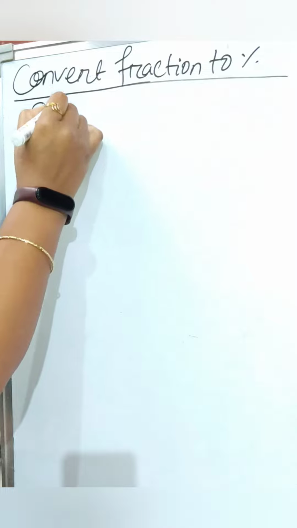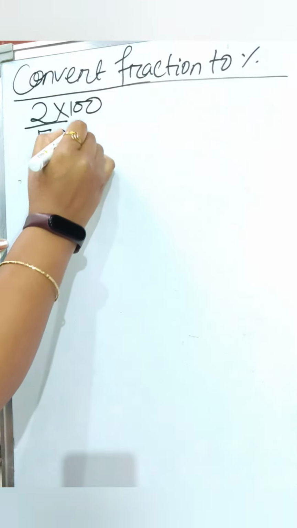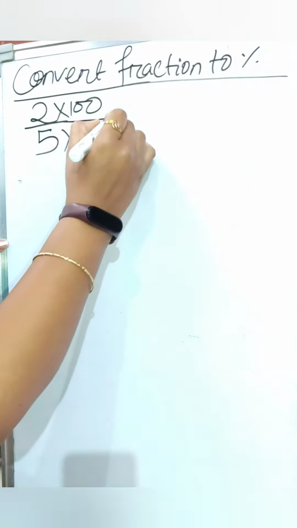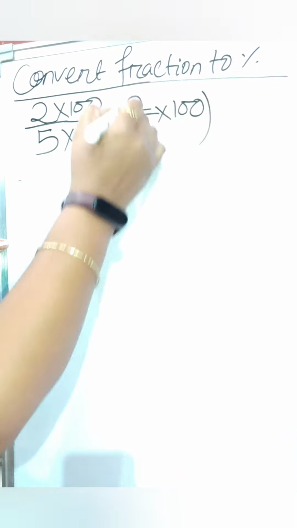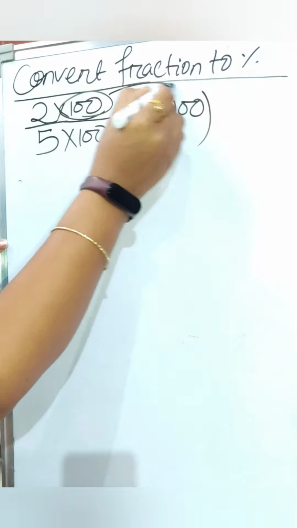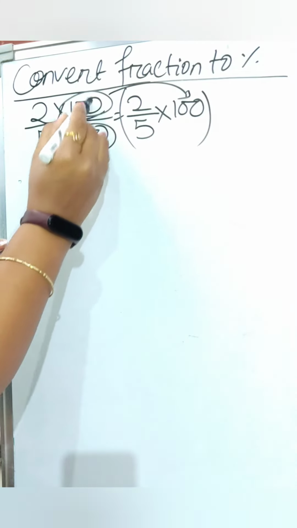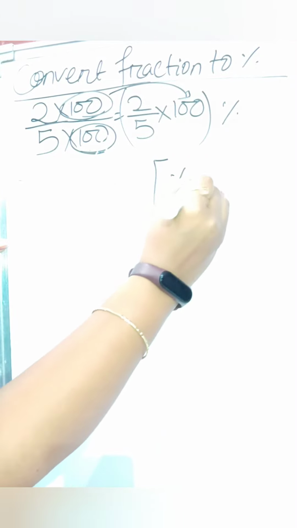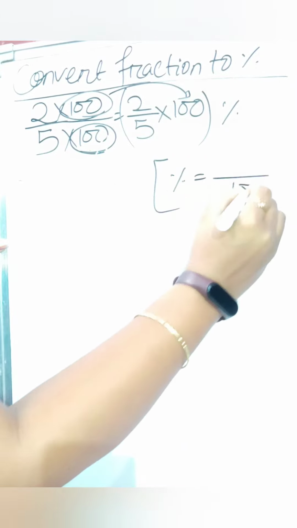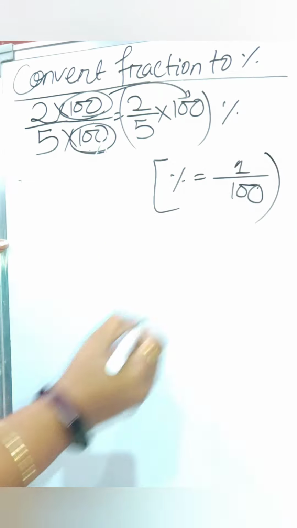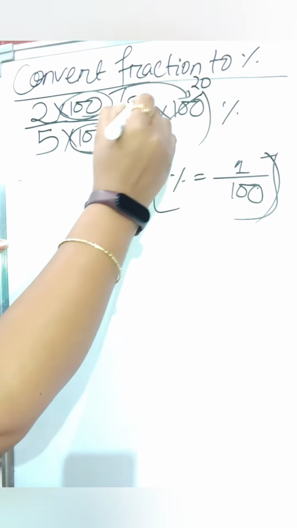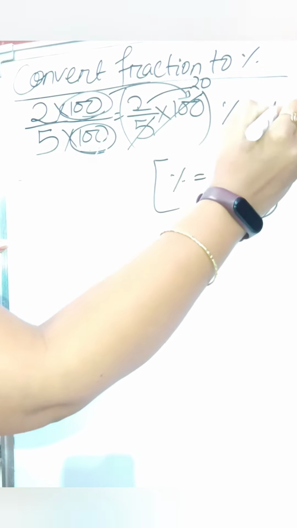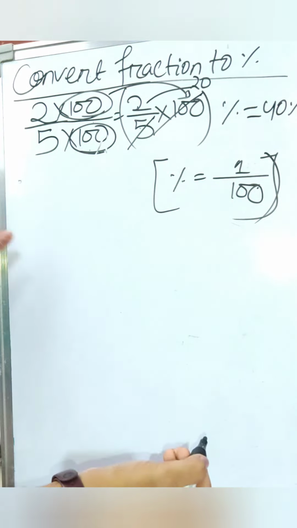2 by 5. For this we have to multiply 100 in the numerator and 100 in the denominator. It means we can also write it as 2 by 5 into 100, and this divided by 100, which means percentage, we will write it outside of the bracket, so that there will be no change in the fraction. The fraction will remain the same, because we know that percentage means divided by 100. Now we will cancel it out: 5 twenties are 100, and 2 into 20 is equal to 40%.